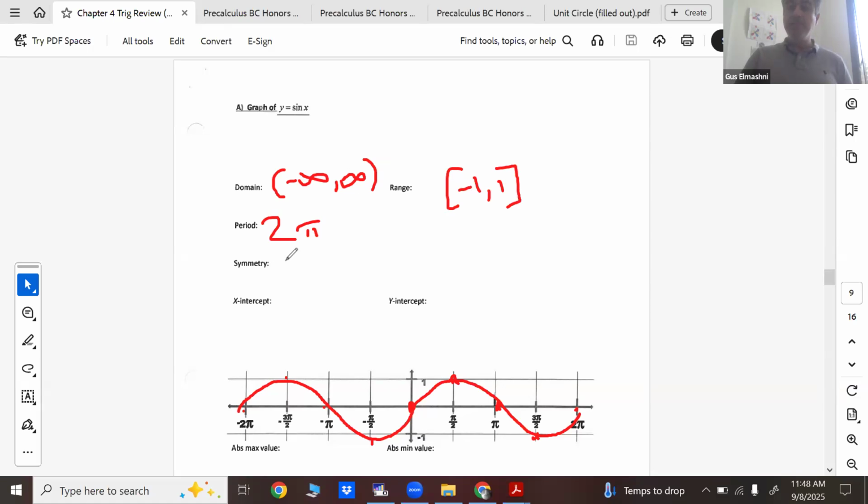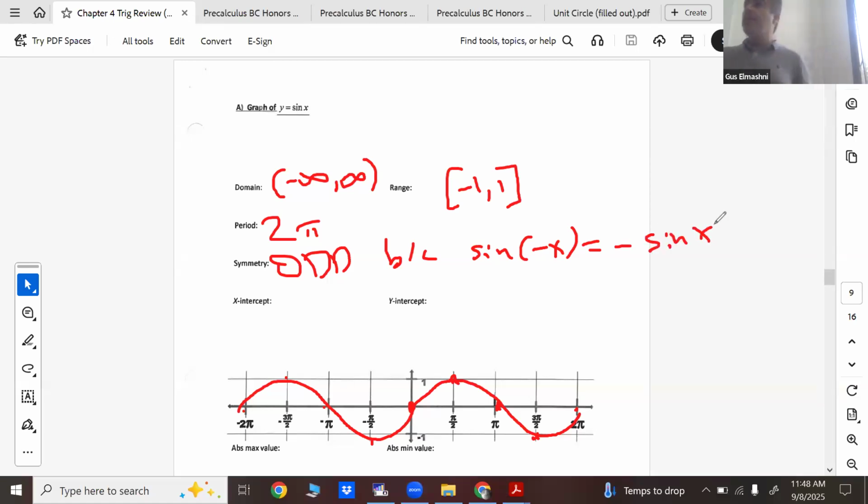What kind of symmetry? Odd or even? Now you guys know what that means. Odd. Yeah, that's because sine of negative x equals negative sine x. That's an identity we'll talk about in a couple weeks, or next week, I think. That's true because the unit circle really helps explain everything. Sine of negative 30 equals negative sine 30, right? Because sine 30 is 1/2. So sine of negative 30 is negative 1/2. So we expect that to happen.